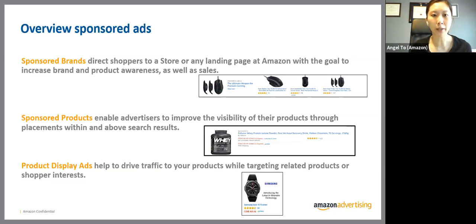Starting with sponsored brand. When you do any search right now on Amazon, chances are at the very top of the search result page, you'll see what we call sponsored brand. The easiest way to identify it is that there are usually three different products or ASINs within the ad. Here's an example of a mouse company.